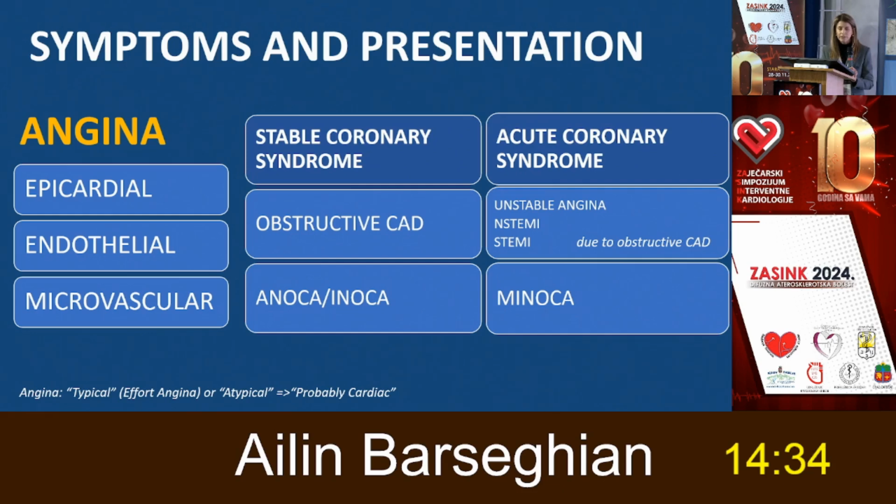So the most important thing is having a high suspicion that they may have angina from non-obstructive blockage. So the way we have categorized this, that if it's angina from non-obstructive blockage, then we call it ANOCA. If you see ischemia with non-obstructive blockage, we call it INOCA. And if there's actually myocardial infarction, like troponin elevation, then it's called MINOCA.